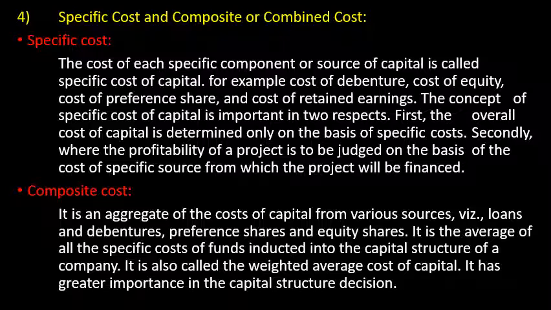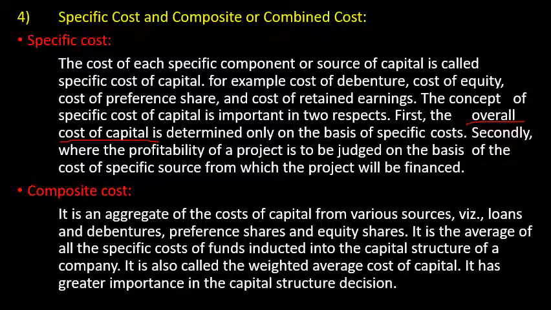So the average of each specific cost is considered, or in another way it is also called a weighted average cost of capital. It has greater importance in the capital structure decision. So composite cost is also called weighted average cost of capital. Earlier I said specific cost is weighted average cost of capital. No, specific cost is not weighted average cost of capital.